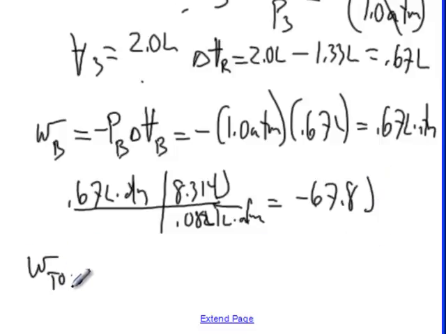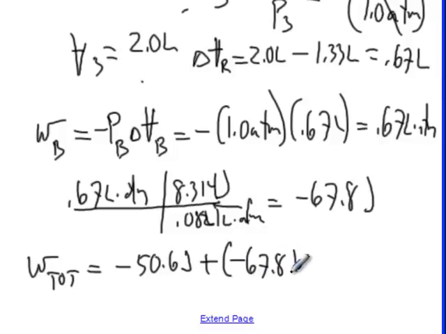So now we can evaluate the total work that was done here in this process. Step A was minus 50.6 joules. Step B was minus 67.8 joules. So the total work done is the sum of those two, and it's minus 118.4 joules. Now, if you compare that to when we did this in one step, the last problem, the answer that we had there was only 101 joules. So when you do it in 2 steps, it looks like you get more work.